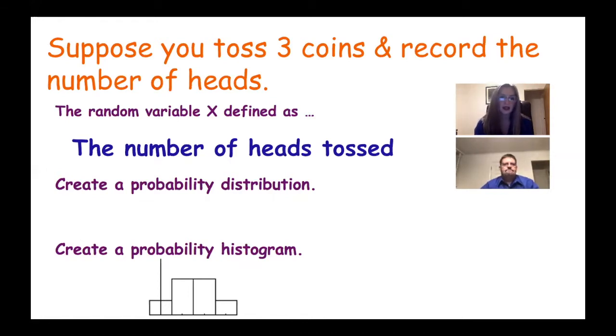So let's say we toss the 3 coins and record the number of heads. Your random variable x is the number of heads tossed. That's the random variable. That's the thing that we're measuring, the thing that's changing.